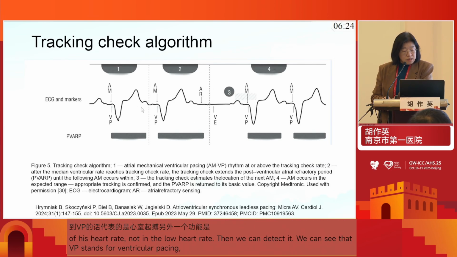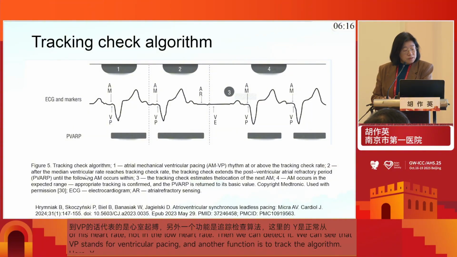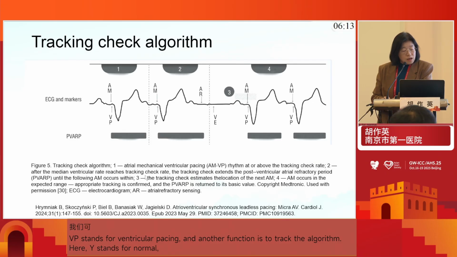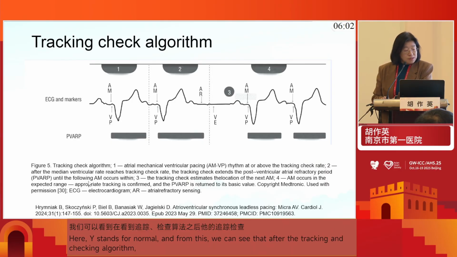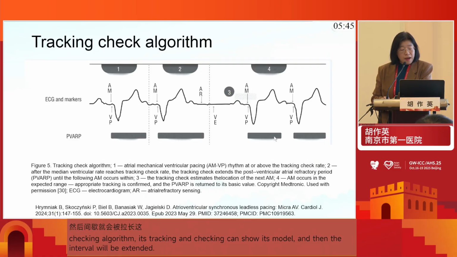algorithms. One is normal, and the two we can say that after immediate ventricular rate, check rate, the tracker check extends the post ventricular atrial refractory appearance within the follow AM mode. So it will prolong this appearance. And after that, there is AM, so it is returned back.